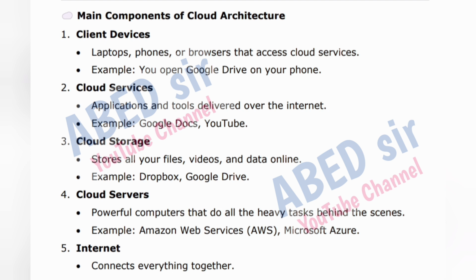2. Cloud services. Applications and tools delivered over the internet. Example, Google Docs, YouTube. 3. Cloud storage. Stores all your files, videos, and data online. Example, Dropbox, Google Drive. 4. Cloud servers. Powerful computers that do all the heavy tasks behind the scenes. Example, Amazon Web Services, AWS, Microsoft Azure. 5. Internet. Connects everything together.